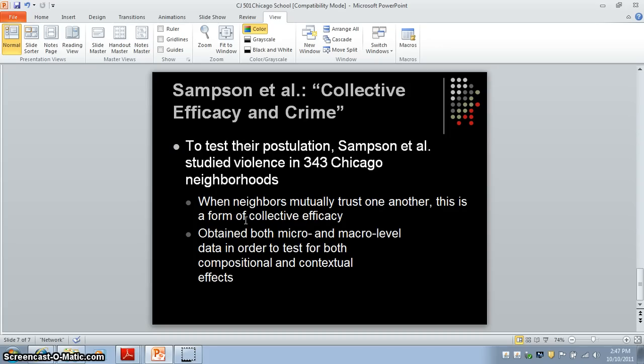I would be very interested in seeing what Shaw and McKay, as well as other contemporary neighborhood disorganization theorists, would say about this. I think it would be very interesting, and it's really an aspect that hasn't been fully addressed by this theory.